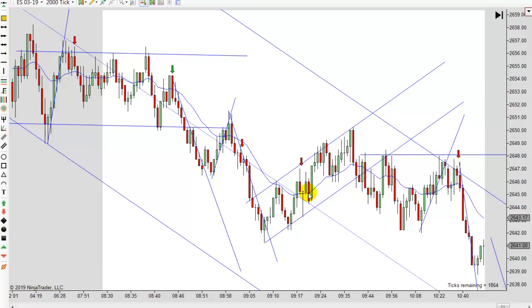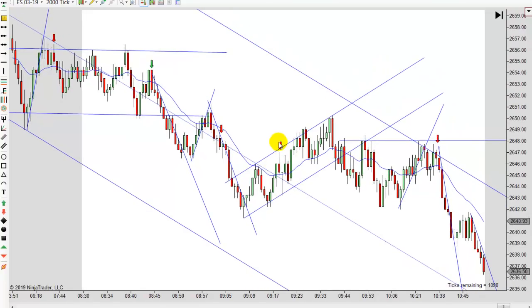I don't know if I'd be looking for a long yet either. So you just kind of let this play out. You don't know if this is really going to be just a correction, or if this is really a reversal here. And so you just kind of have to let it play out. It turns out it's just a correction.